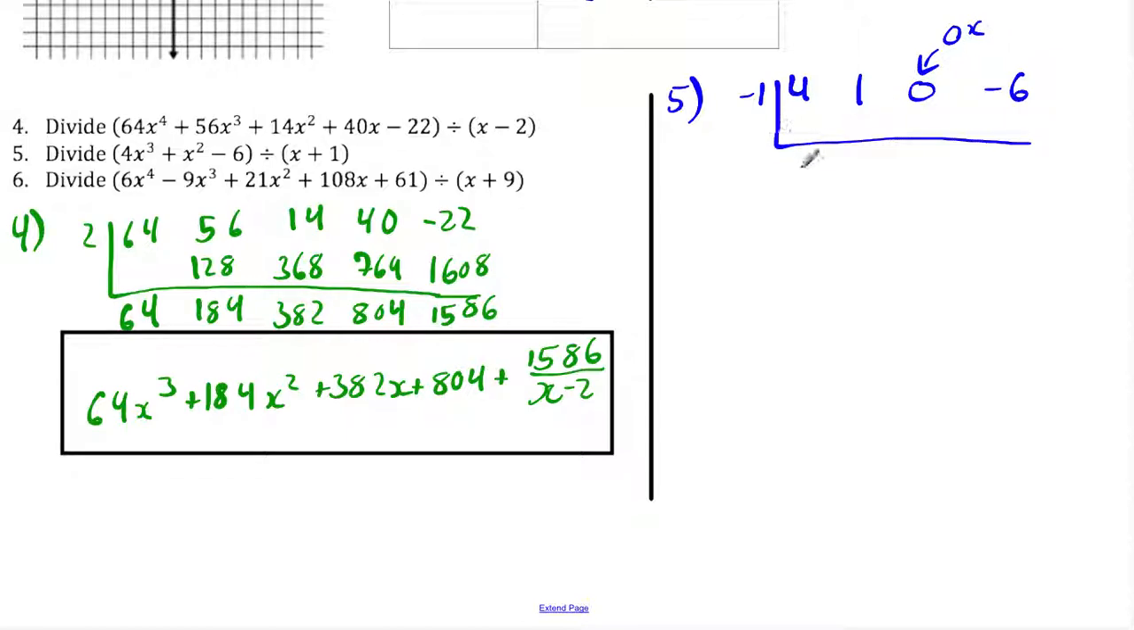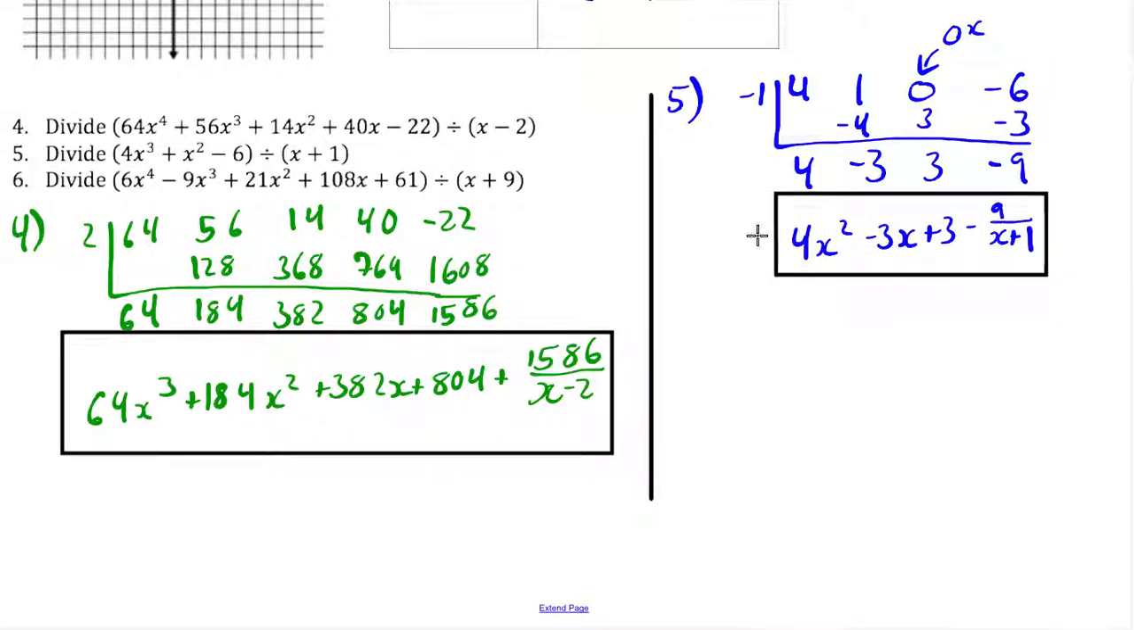Okay, so we bring down the 4, and then we multiply 4 times negative 1, which is a negative 4. We add that to 1, we get negative 3. Here we multiply, we get a positive 3. Add to the 0, we get 3. Multiply by a negative 1, and here we get a negative 9. So our answer is going to be 4x squared minus 3x plus 3. We could do a minus 9 over x plus 1, which was our divisor. And that was the answer there.